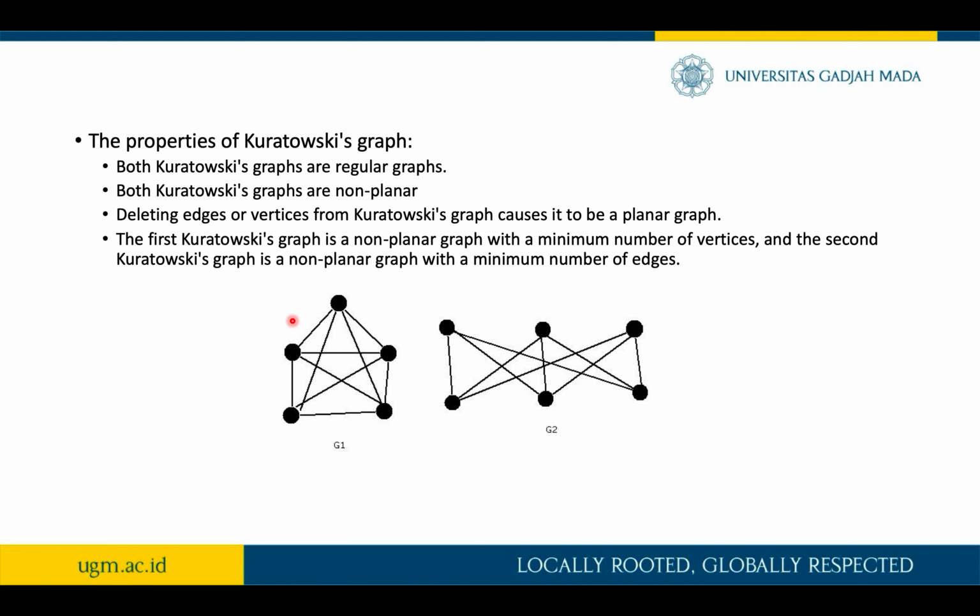The first Kuratowski graph is a non-planar graph with a minimum number of vertices, and the second Kuratowski graph is a non-planar graph with a minimum number of edges. So those two have specific properties by themselves.